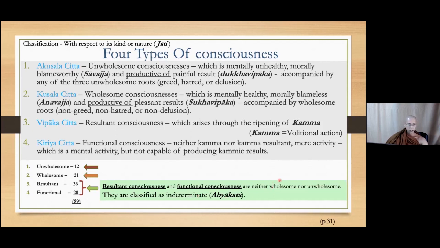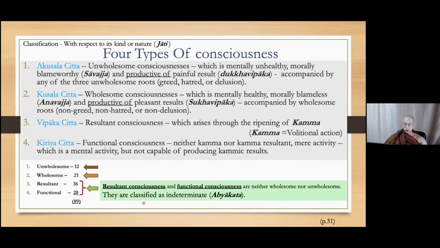Because they are not included in the wholesome and unwholesome, they are named indeterminate, abhyagata. This is according to the classification of the Tika Matika. That's called the triple system of classification. So in this system, all the ultimate reality is divided into three and named: this is what, and this is what, and this is what. So this classification of Tika Matika is mentioned in the Dhammasangani.